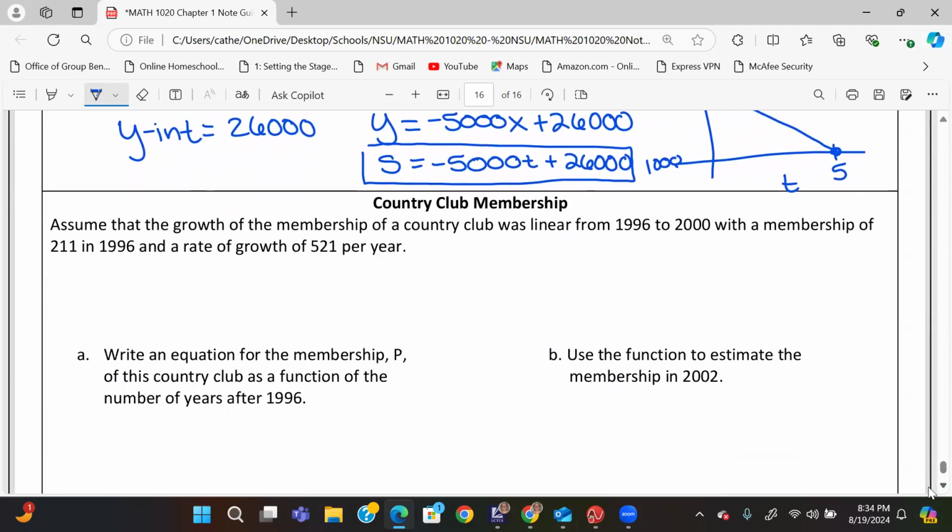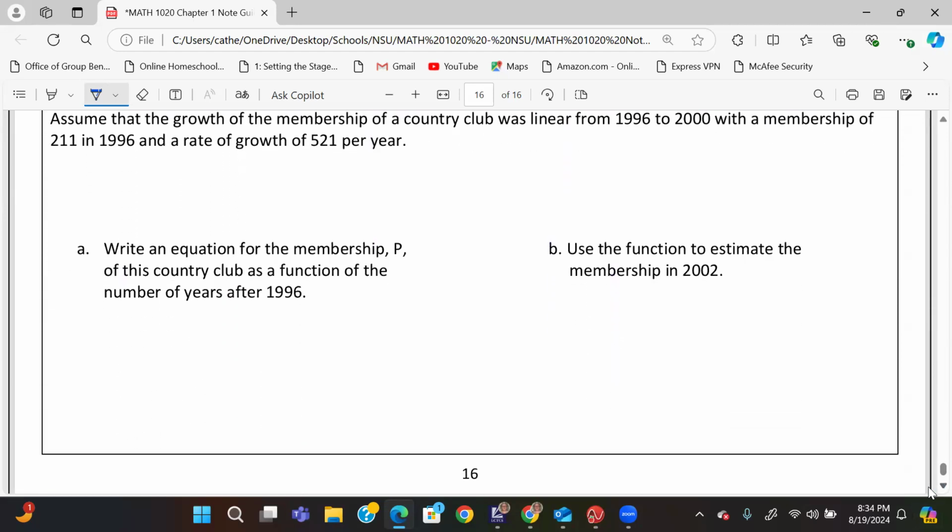And then our very last one. All right, we have the growth of the membership of a country club with linear growth. That means it forms a straight line from 1996 to 2000. With a membership of 211 in 1996. Year, time is always your x. So in 1996, they had 211 people, and they had a rate of growth of 521 per year.